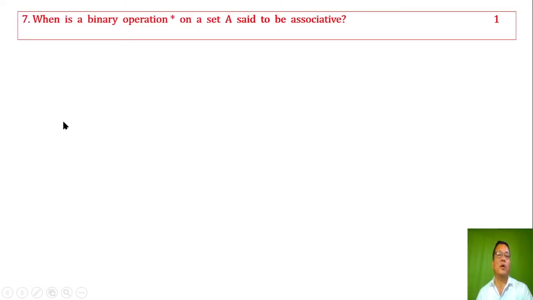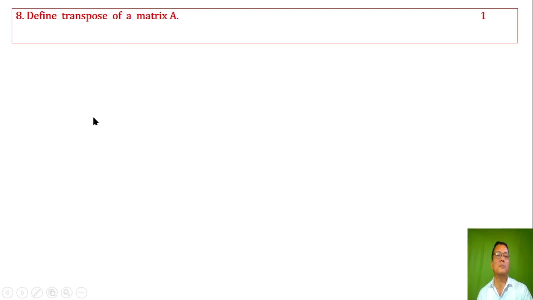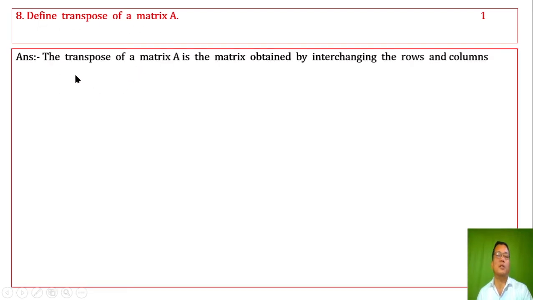For question number 7, when is a binary operation asterisk on a set A said to be associative? A binary operation asterisk on a set A is said to be associative if asterisk of B asterisk C equal to asterisk of B asterisk C for all A, B, C belongs to A. Define transpose of a matrix A, 1 mark. The transpose of a matrix A is the matrix obtained by interchanging the rows and columns of the matrix A.